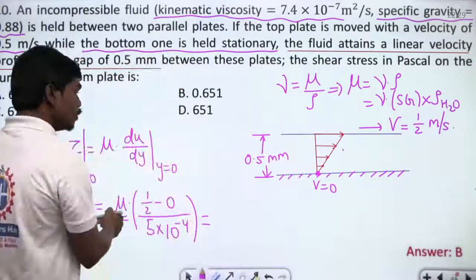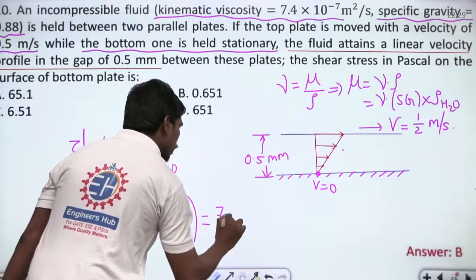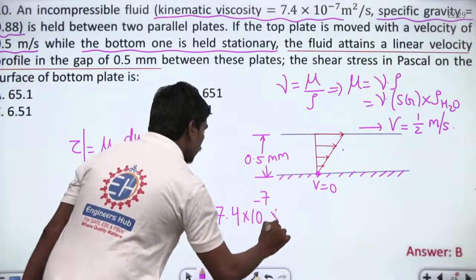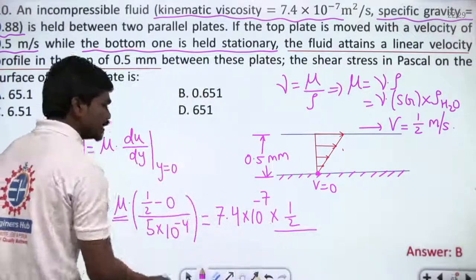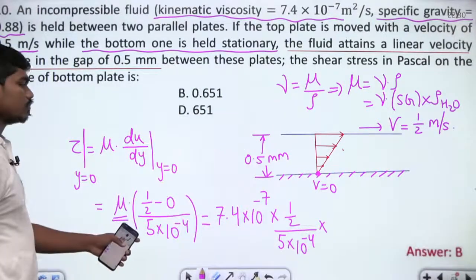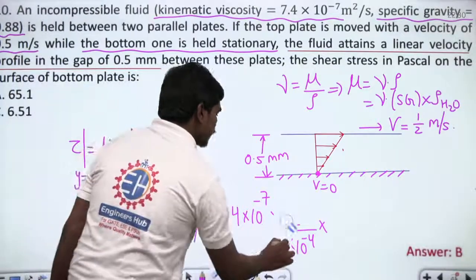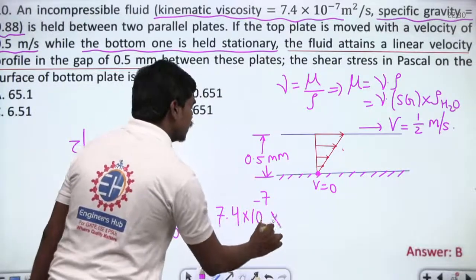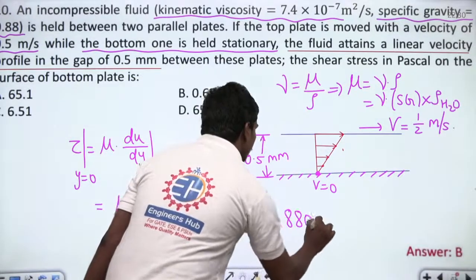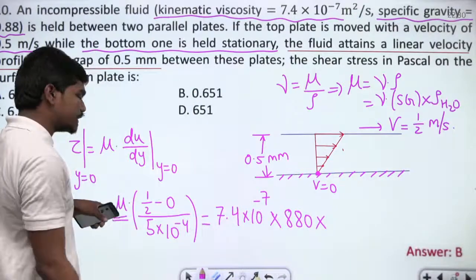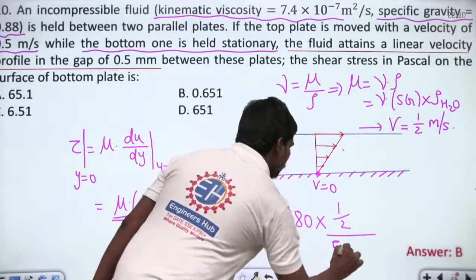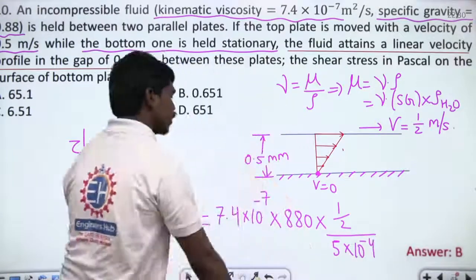So this can be written as mu is equal to kinematic viscosity, which is 7.4 into 10 to the power minus 7, into 1/2 divided by the clearance, 5 into 10 to the power minus 4, the gap between the plates. If you want dynamic viscosity, it is 0.88 into density of water, which is 1000. So density into kinematic viscosity is your dynamic viscosity, divided by 5 into 10 to the power minus 4. This is what we have here, correct?